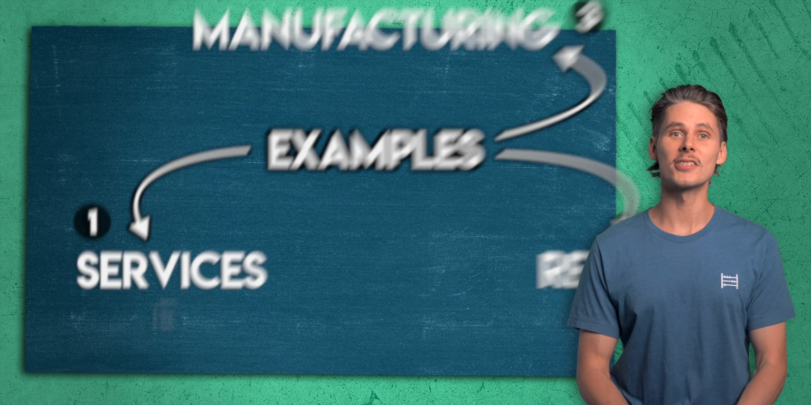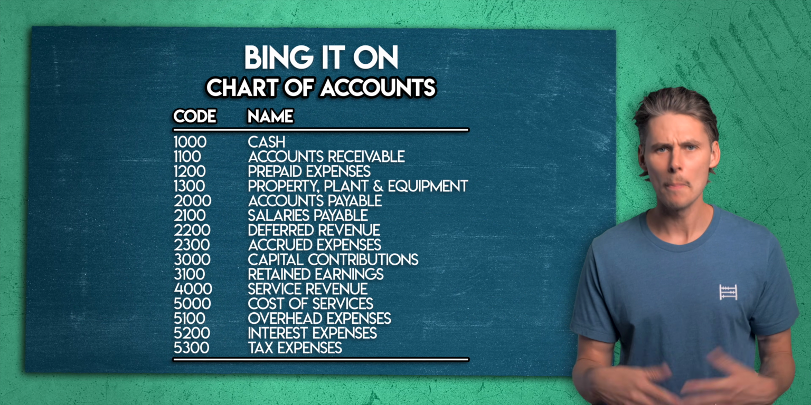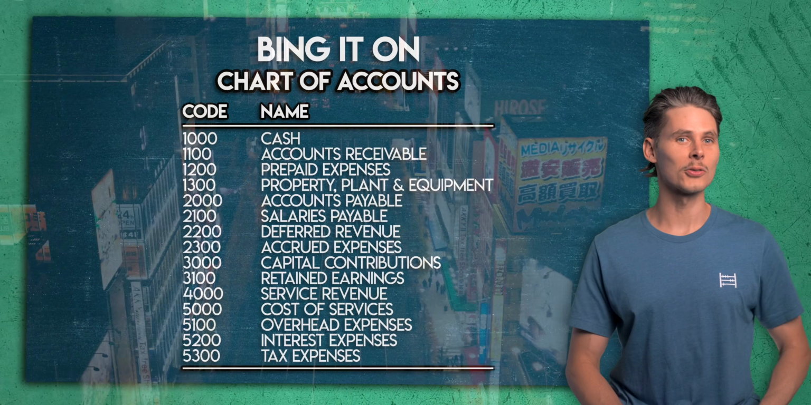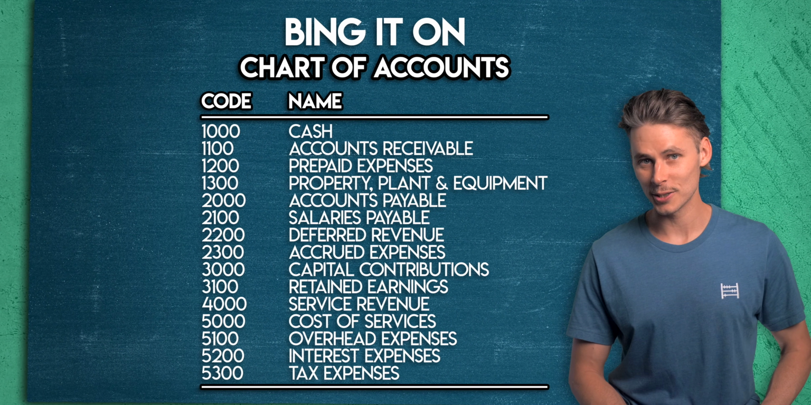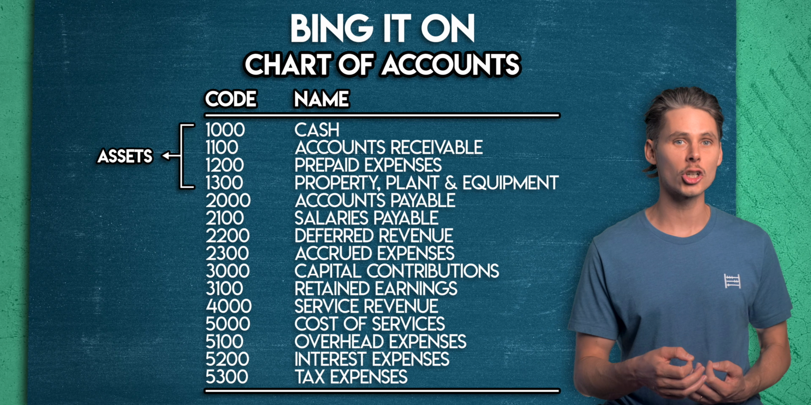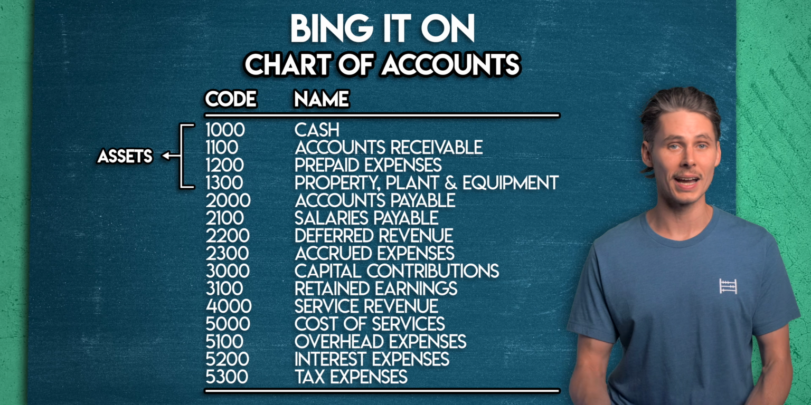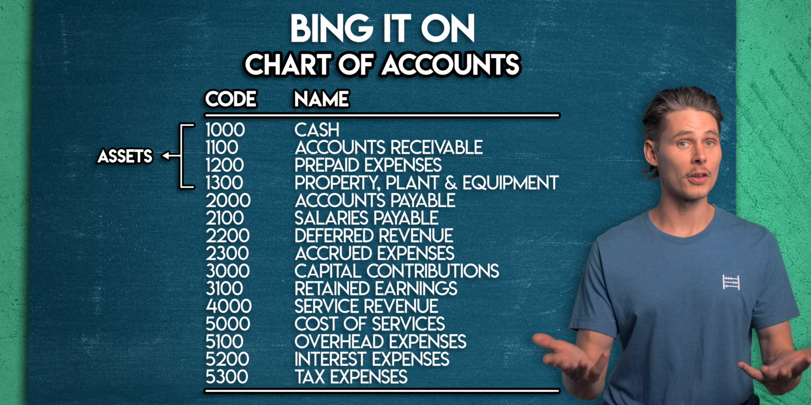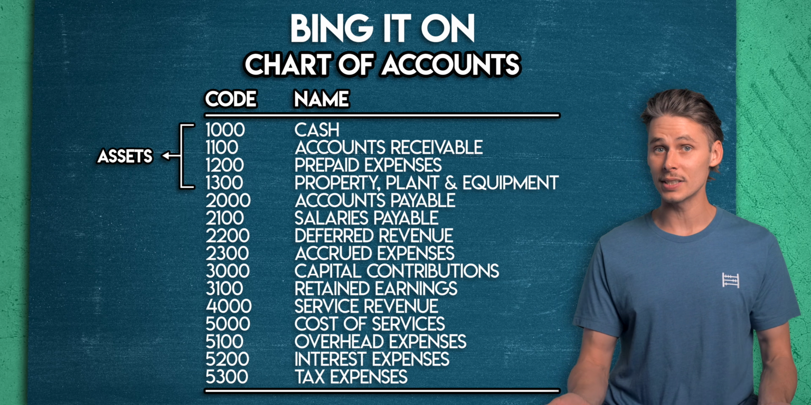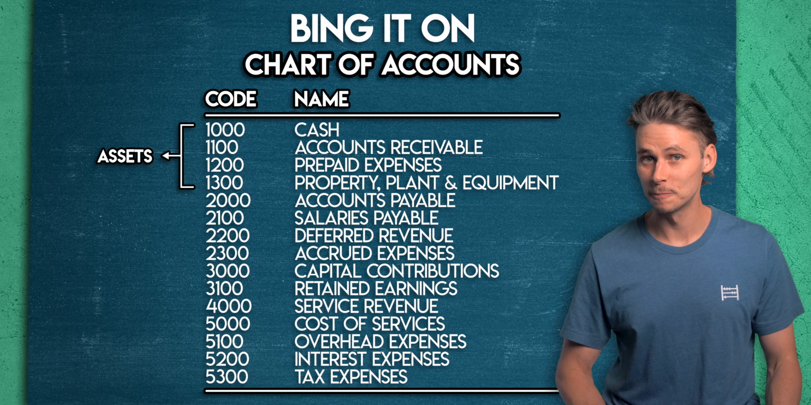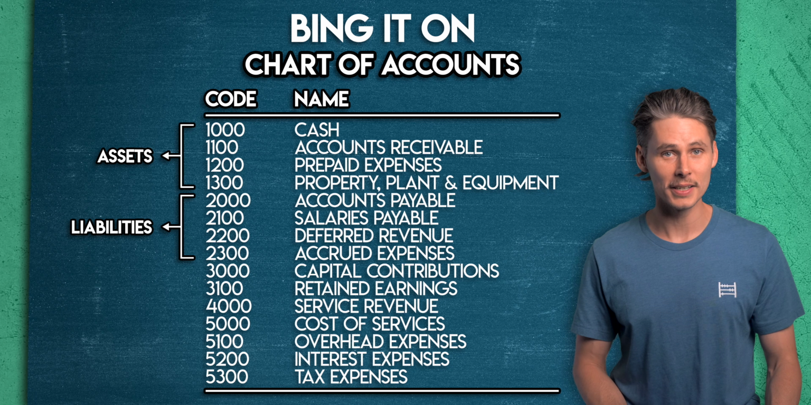We'll start with a service-based business. Bring It On, which is an advertising agency. Its chart of accounts might look like this. Under assets, we have cash, accounts receivable, prepaid expenses, and property, plant, and equipment. This is the stuff that Bring It On owns, and as you can see, all the account numbers begin with a 1.